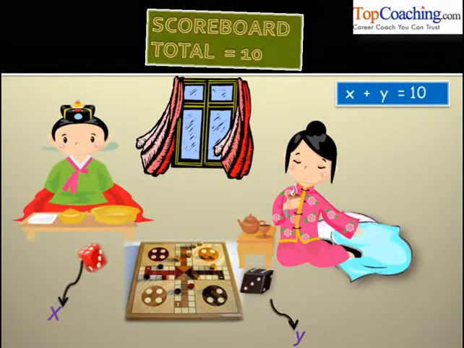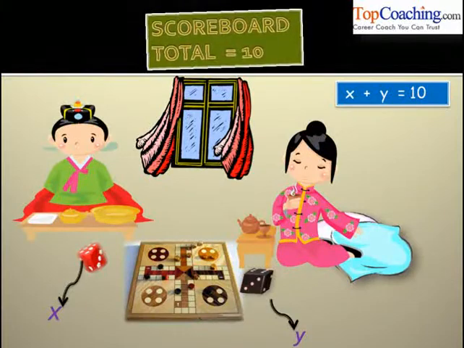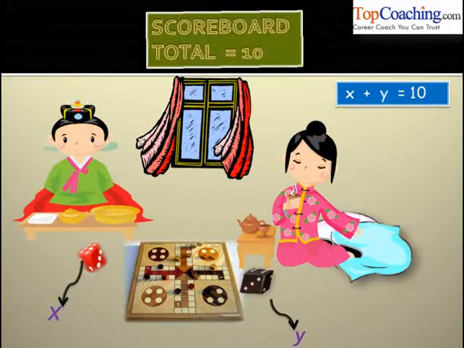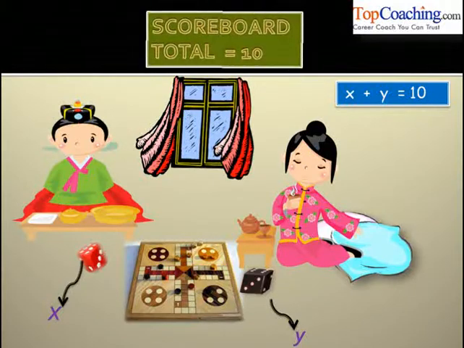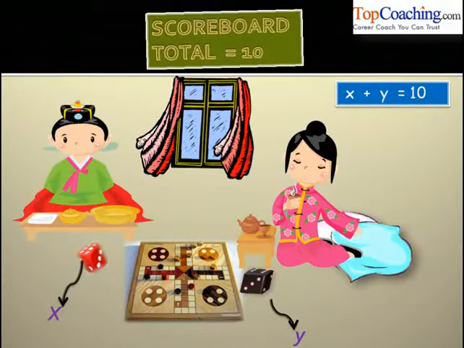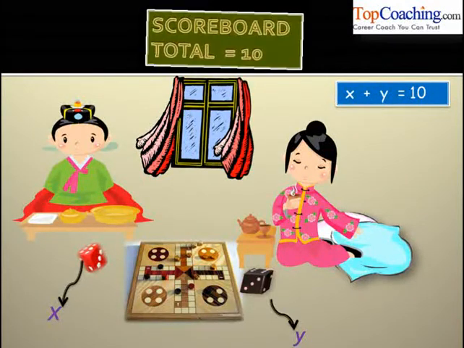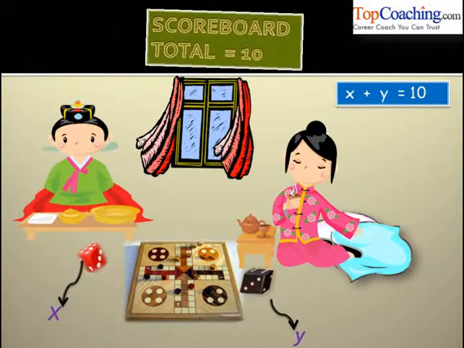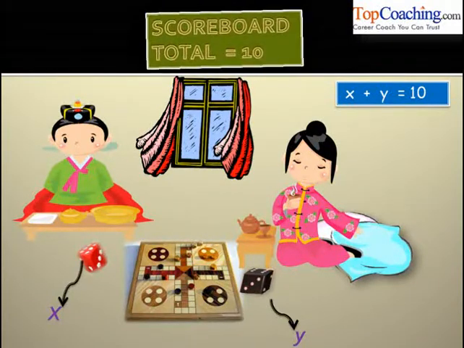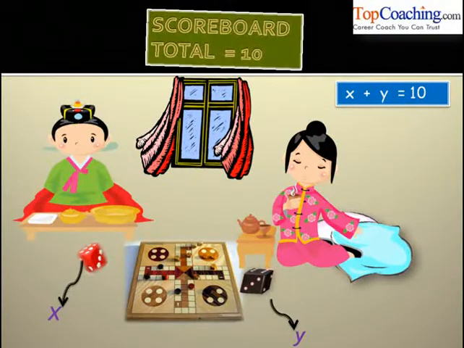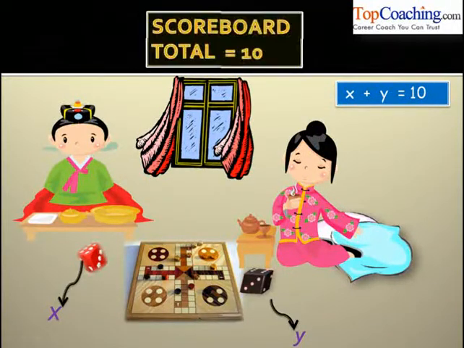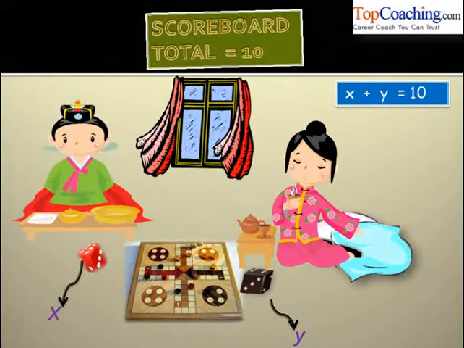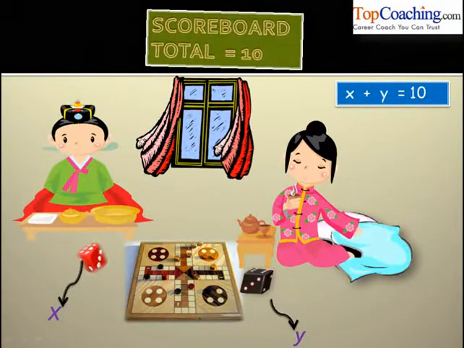Thus the linear equation x plus y equal to 10 clearly represents the situation, because x is equal to the number that appears on the red die, and similarly y represents the number that appears on the black die. Also we know that the total score is equal to 10, so x plus y should be equal to 10. You can have different values of x and different values of y, but the condition should be that x plus y should always be equal to 10. So this is an example of how to write a linear equation based on certain conditions.